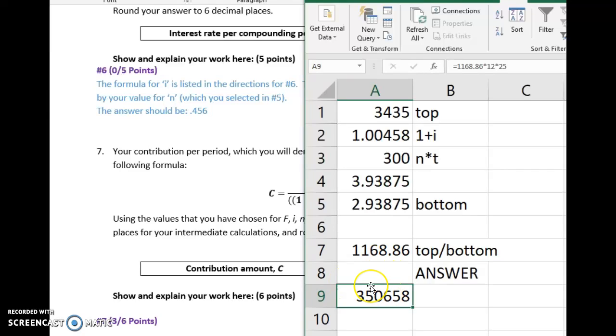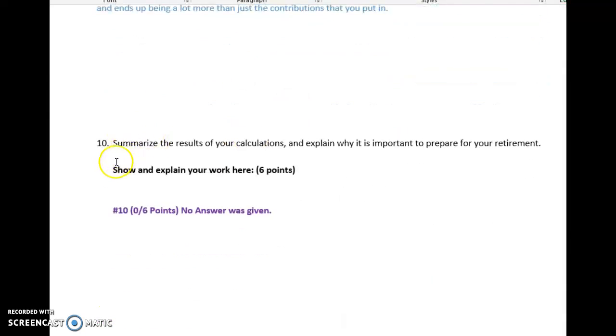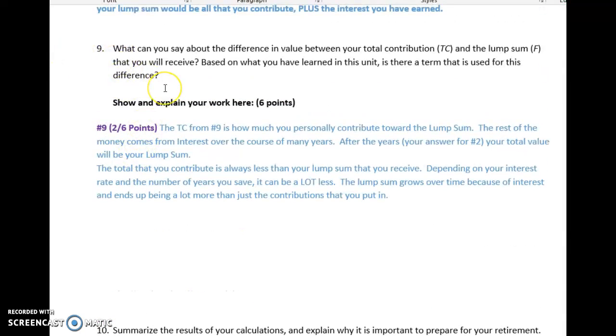So that's the power of compound interest, the power of saving. This is less than half of what my goal was, and the rest of the money just grew from interest. And so you'll talk about that a little bit in the final 2 questions about how money can grow over time through compound interest, and you'll end up having a lot more money in your account than the actual amount you put in.